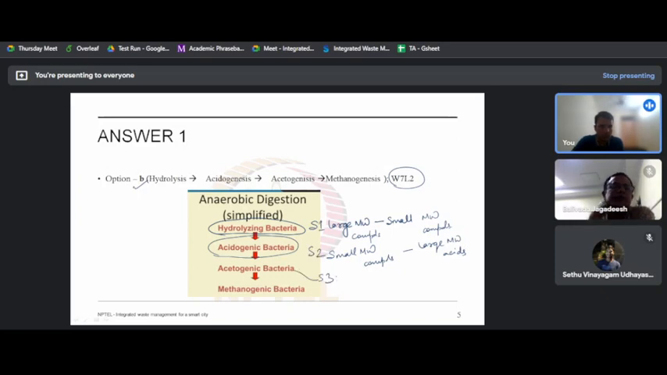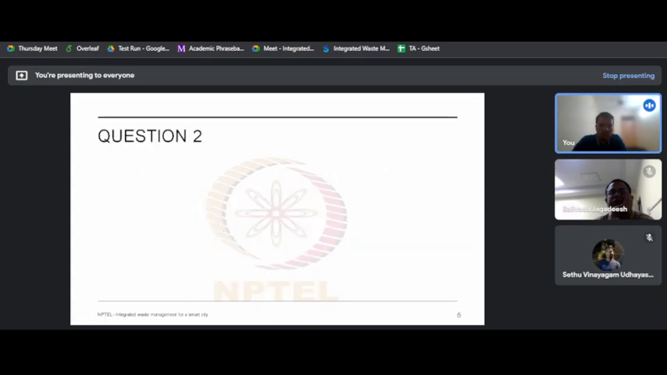Then stage 3, we will have these large molecular weight acids. So they will be broken down to acetic acid and other small molecular weight acids. Finally, in stage 4, we will have acetic acid, and that will get converted to methane. So we will have these 4 stages where different kinds of bacteria will act, and they will carry out the process of anaerobic digestion. Moving on to the second question.